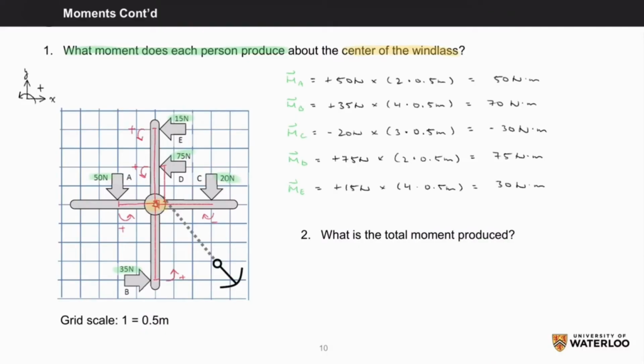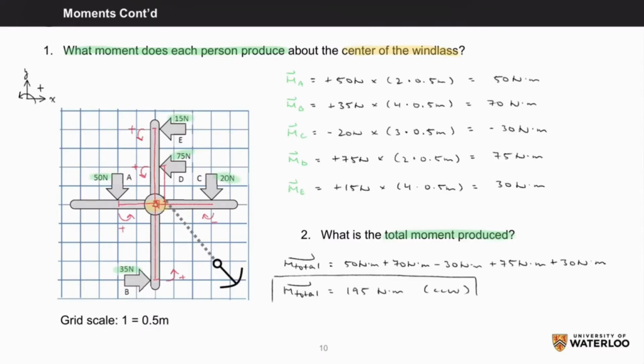Now the second question wants us to calculate the total moment produced, which is essentially just the sum of moments produced by each person. The total moment produced will be 50 Newton meters plus 70 Newton meters minus 30 Newton meters plus 75 Newton meters plus 30 Newton meters. We're adding all the values except for the 30 Newton meters produced by person C because they act in the positive counterclockwise direction, whereas the 30 Newton meters produced by person C is being subtracted because it's acting in the negative clockwise direction. From this, we get a value of positive 195 Newton meters, which tells us that it will be acting in the counterclockwise direction.